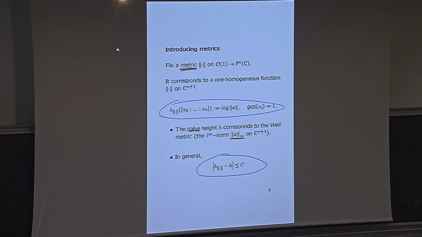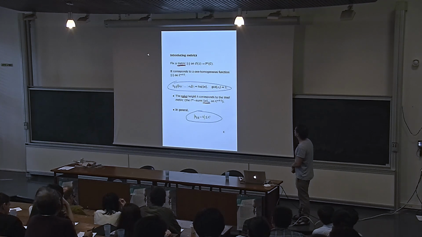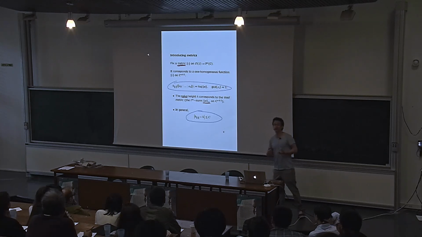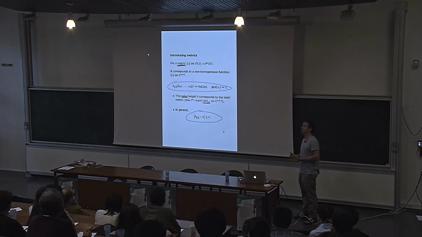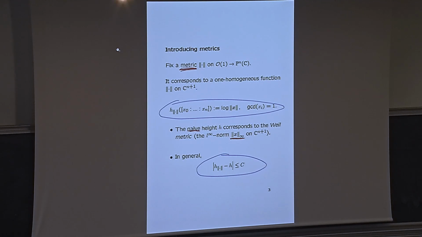Okay, so now let me introduce metrics. This naive height has a hidden metric, because it's an absolute value, so that's some kind of metric. But we can be more general. We fix now a metric on the hyperplane line bundle on P^n. That corresponds concretely to just a homogeneous function on C^(n+1), for example, a complex norm. That will give you a metric on the line bundle. And then we can do exactly the same thing. We clear numerators and denominators, and then I take the logarithm of the norm of x with respect to this metric. The naive height you get back by taking what is called in arithmetic geometry the Weil metric, which is just the L infinity norm on C^(n+1).